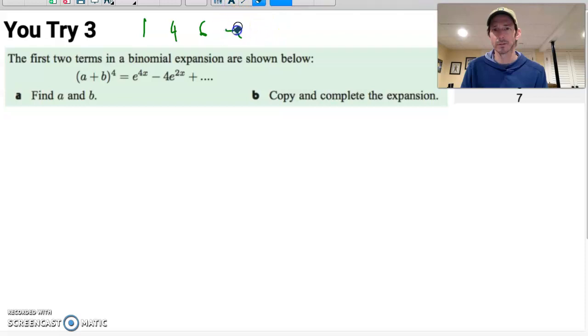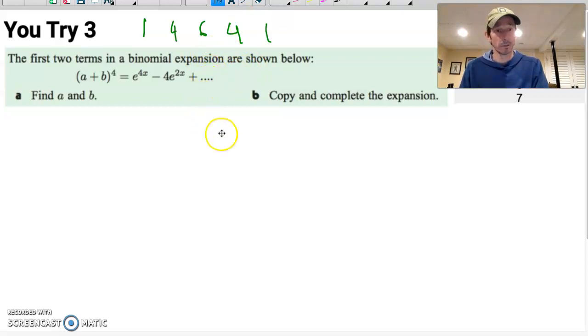Apologize for this. Sometimes this does not write as well as me. Or actually, I shouldn't say that. I always write this poorly. All right, 1, 4, 6, 4, 1. I believe those are the coefficients for the fourth row. So that should help you. Pause video, give this thing a go.